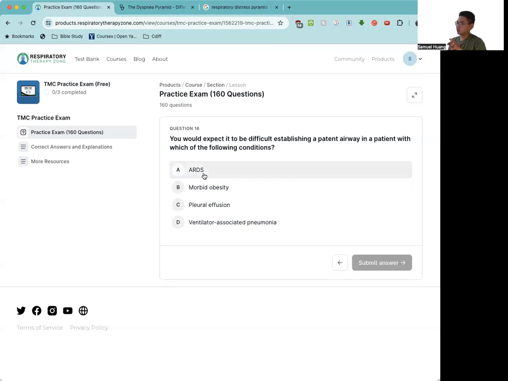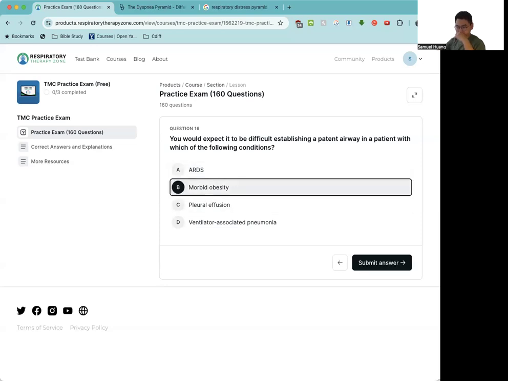Difficult to establish a patent airway in a patient with which condition? Obviously, if they're fat. These things are more like properties of the lungs. Lungs are down here. When you intubate, it's up here. So if you're fat, it's up here.